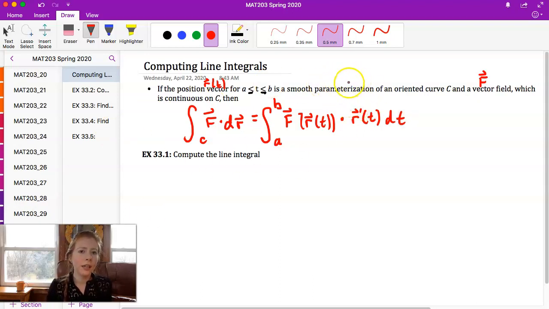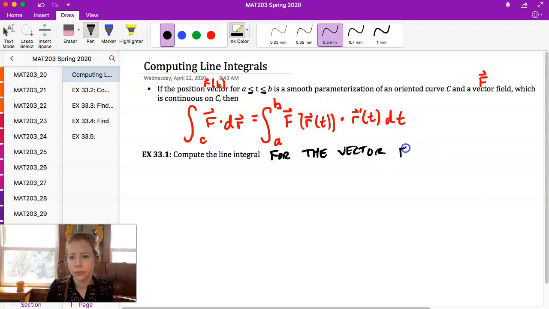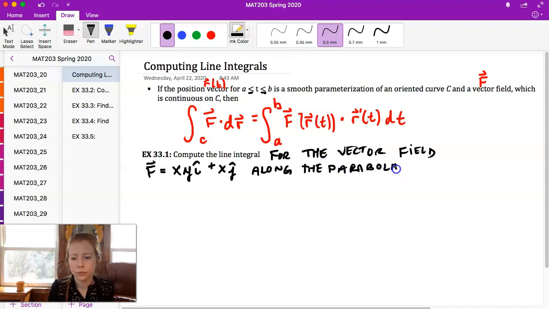So let us go ahead and compute the line integral. Feel free to try this on your own first too, but we're going to compute the line integral for the vector field F, which is going to be x times y i hat plus x j hat, along the parabola y equals x squared from position (1, 1) to (2, 4).